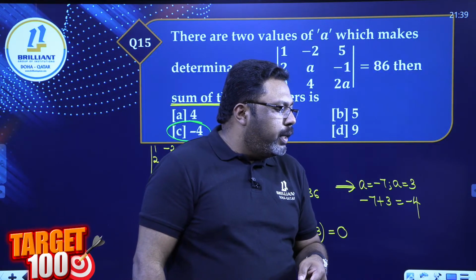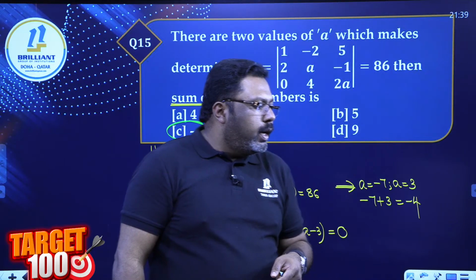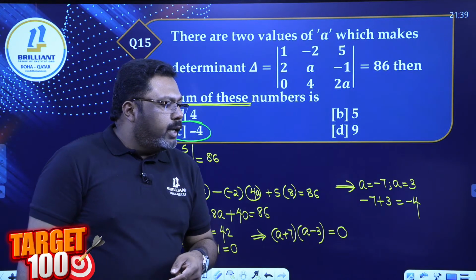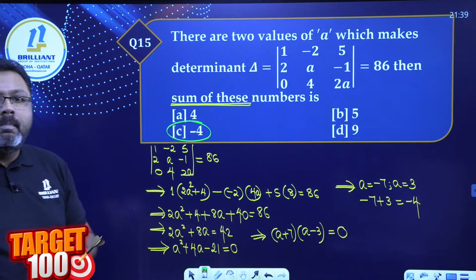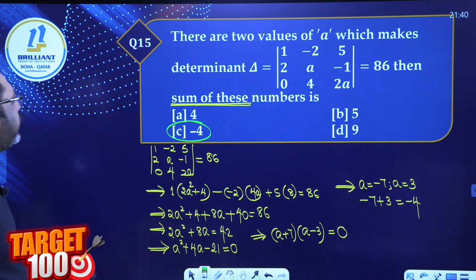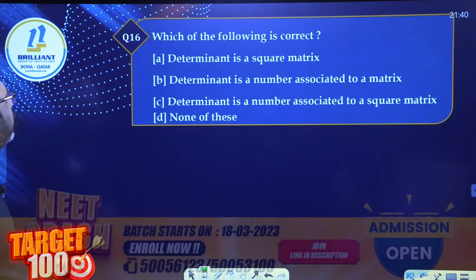Yes, good answers. Prapti, Hafiz, Sana, Drivil, Kate and Kevin. Good answers all of you. So we got the answer as option C, minus 4, the two values of a added.